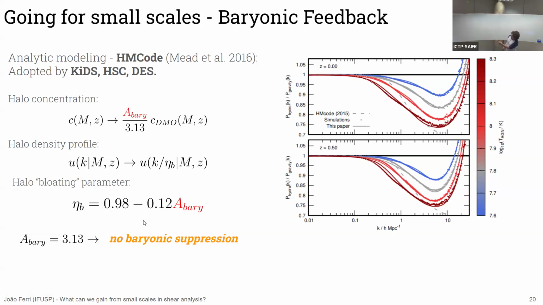And this is a plot from the HMcode authors, which shows that, at least for the hydrodynamical simulations they validated against, HMcode is very capable of explaining the suppression of the power spectrum. The problem is that HMcode is validated on only two hydrodynamical simulations. So it can be that the true baryonic feedback in the universe is not explained by these simulations. So this is one concern.